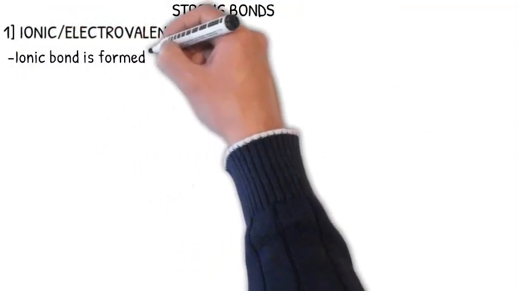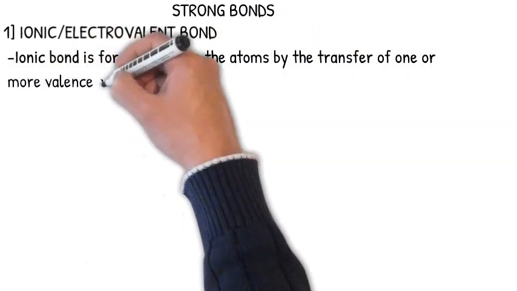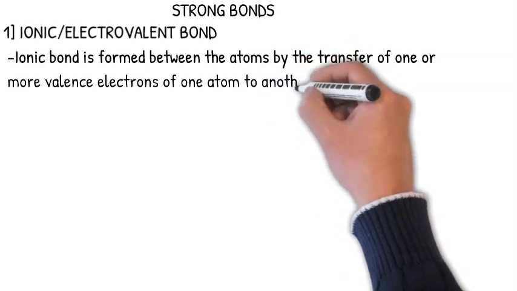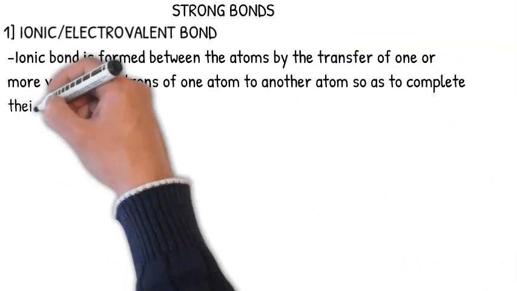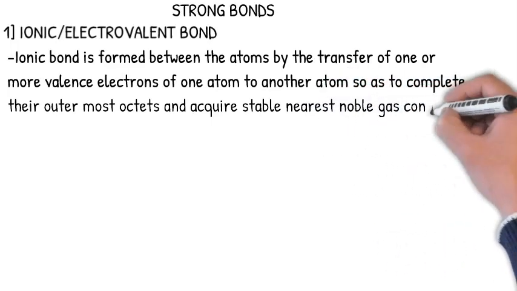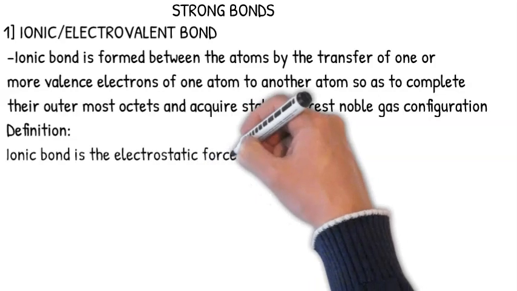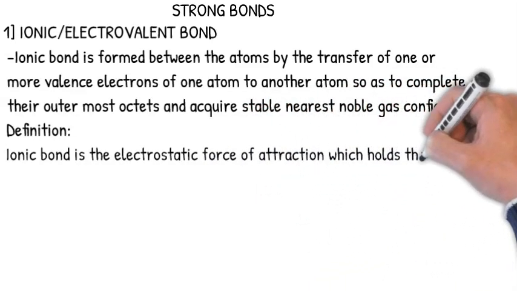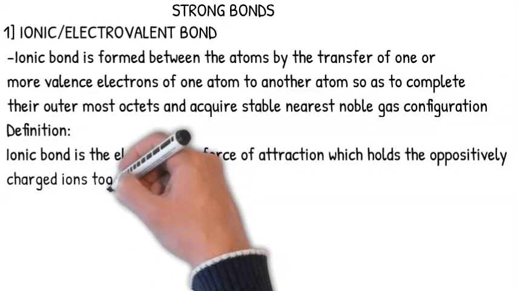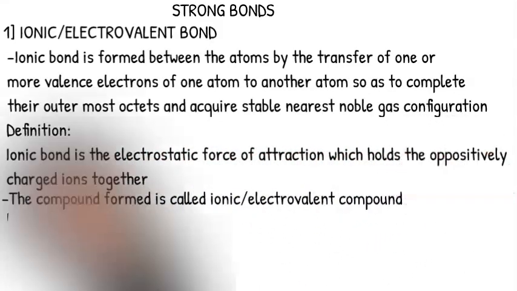Strong bonds. Number 1. Ionic or electrovalent bond. Ionic bond is formed between the atoms by transfer of one or more valence electrons of one atom to another atom so as to complete their outermost octets and acquire stable nearest noble gas configuration. Definition. Ionic bond is the electrostatic force of attraction which holds the oppositely charged ions together. The compound formed is called ionic or electrovalent compound.